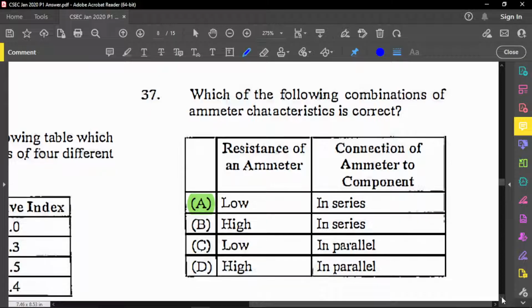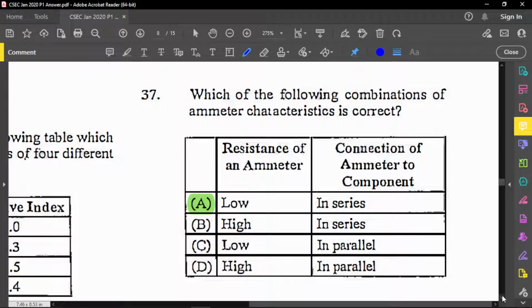Number 37 says, which of the following combinations of ammeter characteristics is correct? An ammeter is placed in series in a circuit. Just to make mention of that, either A or B is the correct answer, but the resistance must be low, because if the resistance is high, it's going to oppose the flow of current. An ammeter should not resist the flow of current, because if it does, the measurement of current going through the ammeter itself will not be accurate. So there must be a very low resistance of the ammeter itself.